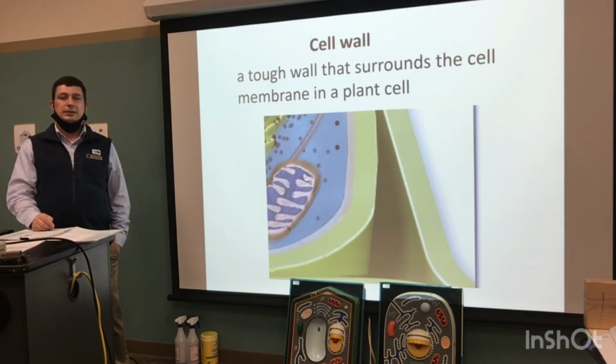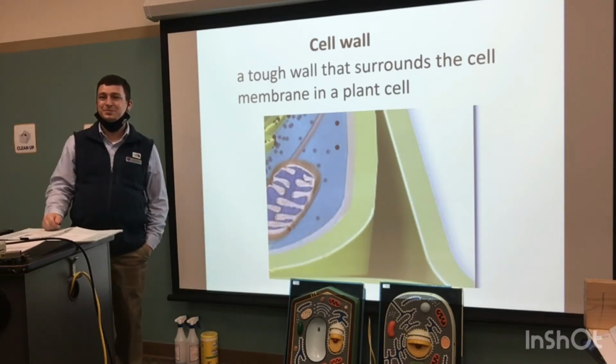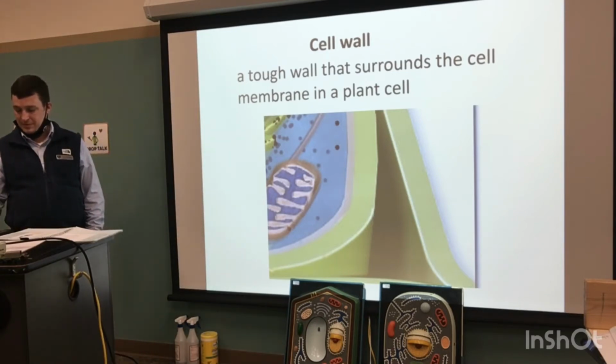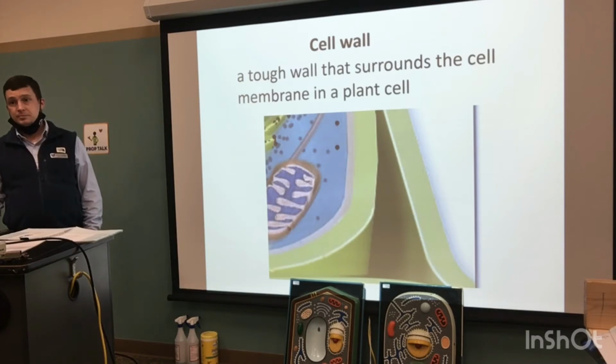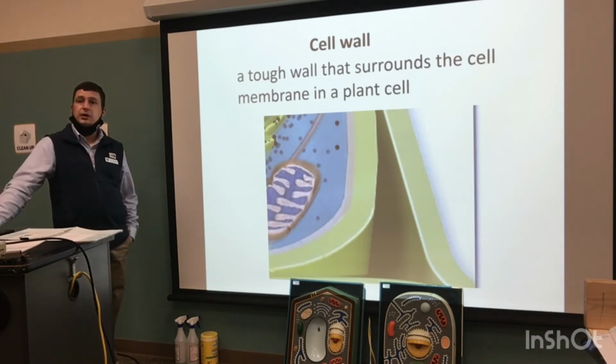Yes, Joe? Would a cell wall include the petals on a flower? Mm-hmm. Just the stem. Okay. Basically all plant cells on that flower, yeah, we have a cell wall.